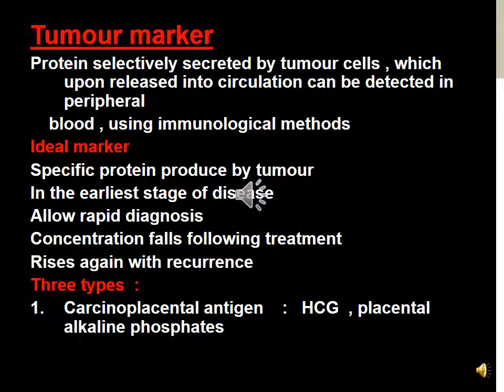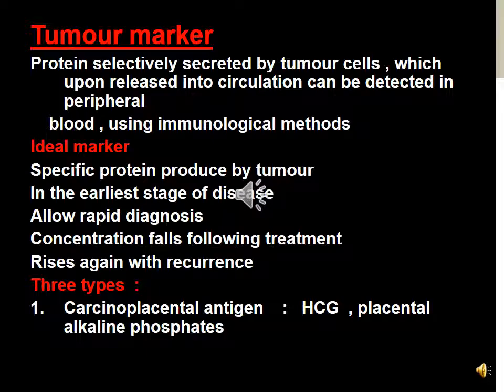So, if the ovarian tumor is hormone secreting, like estrogen, in early stages of the disease we can detect the estrogen in the blood. When we remove the ovary, the estrogen level will fall, and it will rise again if there is a recurrence of the disease.